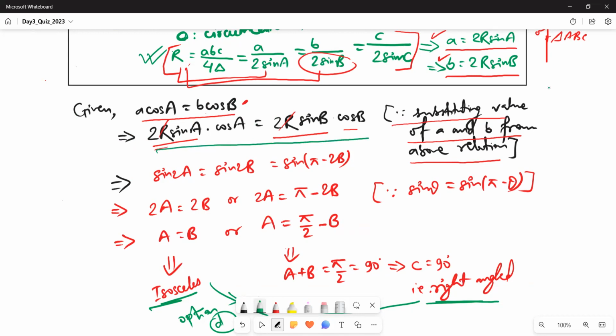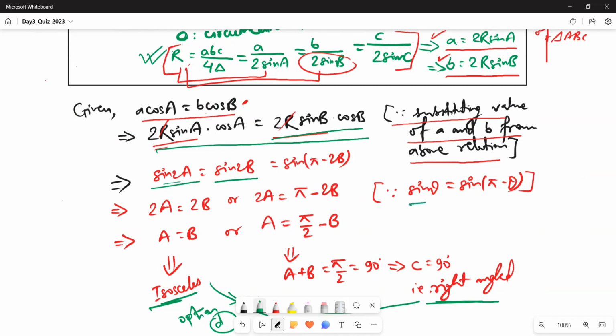When I cancel these two r, we can cancel it on both sides. So r is cancelled. Then directly we can see that 2 sine a cos a is sine 2a. Again 2 sine b cos b is sine 2b. So this we can write.